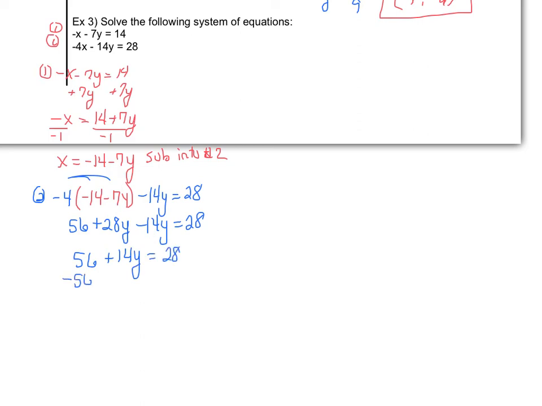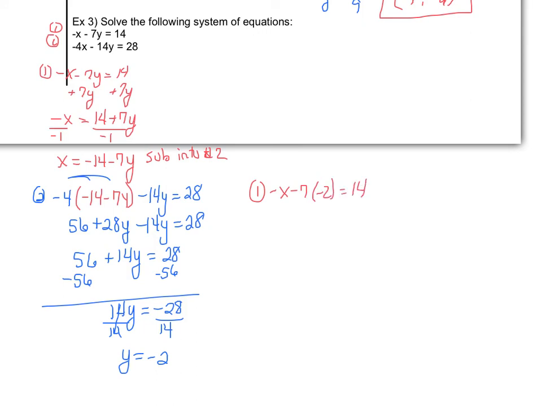I'll subtract the 56 from both sides. And 28 minus 56 is going to give me a negative 28. I'll divide by 14. And I get y equals negative 2. Again, I'm not done. I now need to plug that back into one of my equations. I'm going to choose equation 1 to plug it back into. And I'm going to say I have negative x minus 7 times negative 2 equals 14. So negative x plus 14 equals 14.